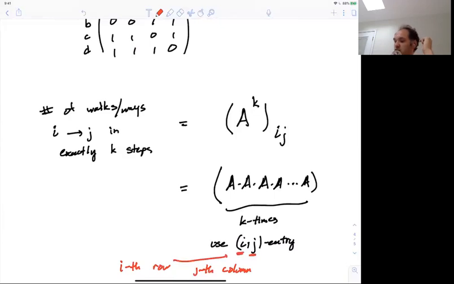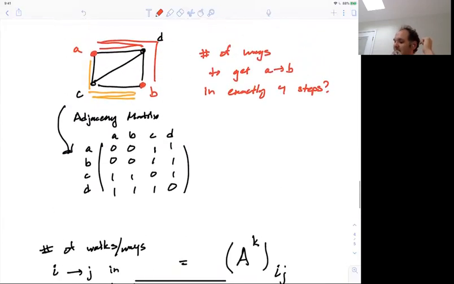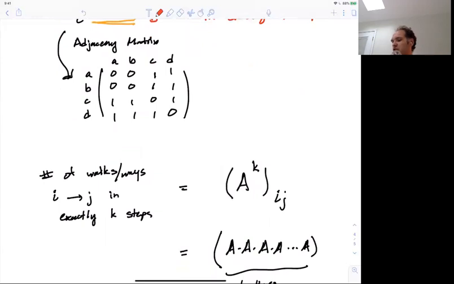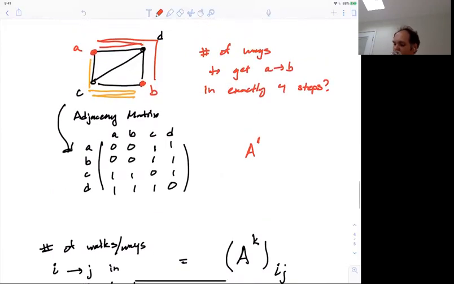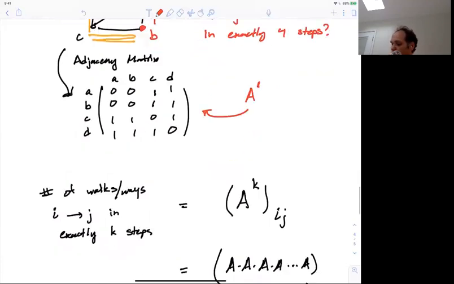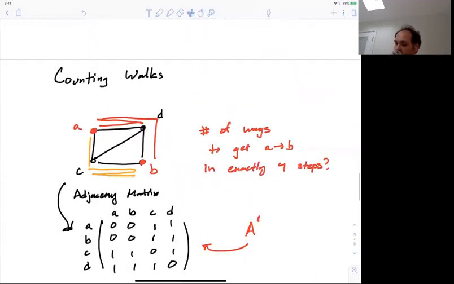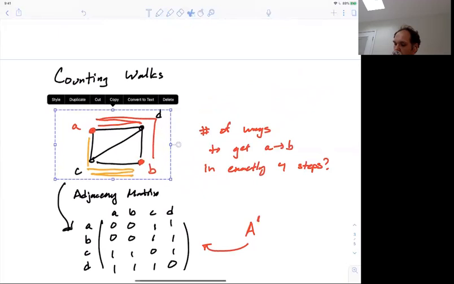All right, so just as a simplistic example, when K is equal to 1, that means how many ways are there to get from one place to another using only one step? So A to the 1 gives you the number of ways to get from one vertex to another in exactly one step. And sure enough, that's given by exactly this. But now what about 2? Let's just try an example. Let's go ahead and copy this.